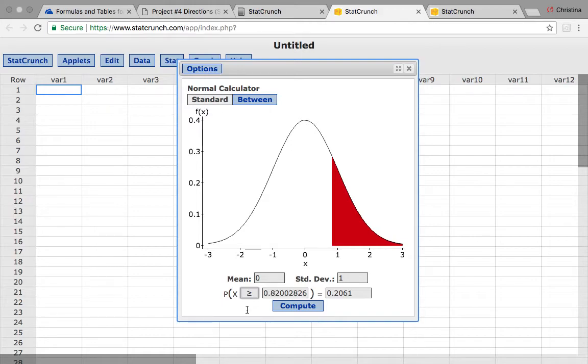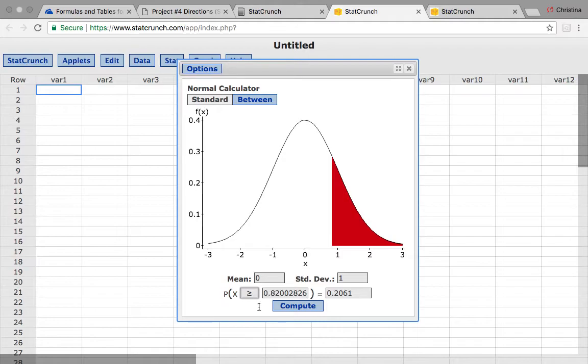So it looks like our z-score is going to be 0.82. It's about right here on our graph, a little less than 1. And that z-score has an area of 0.2061, and that was the number that we started with. We just kind of worked backwards on that one to get the original z-score.